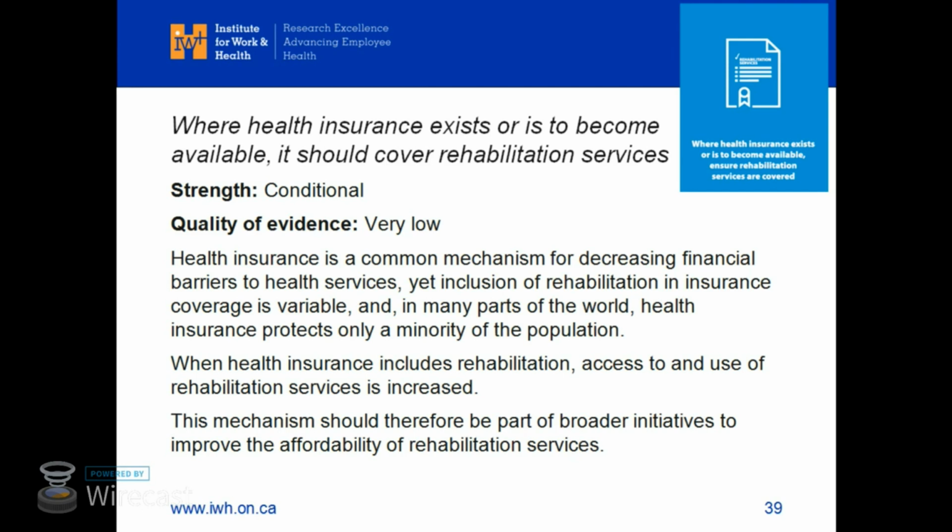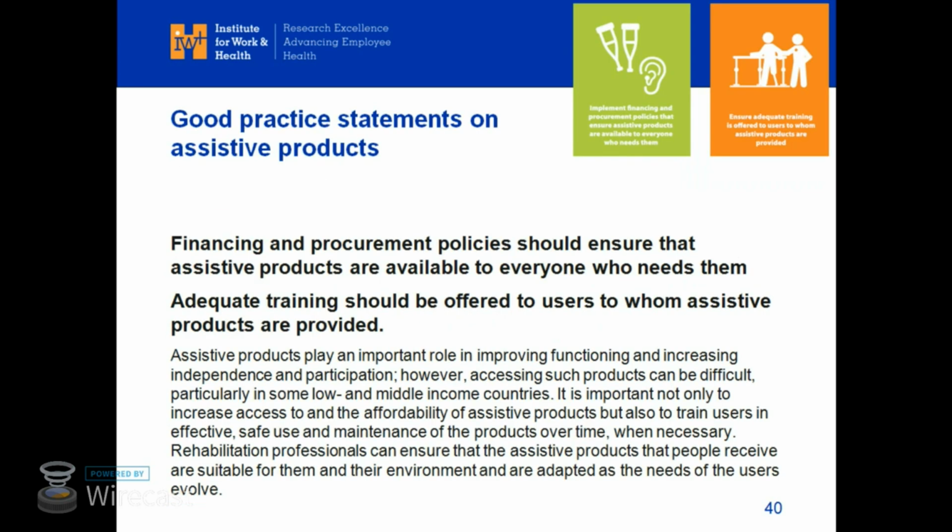If you need to get in and out of your house, you need to modify the stairs because now you can't go up and down the stairs. Okay? And the last two were not really guideline recommendations. They were good practice statements, and they were about the assistive products. So we're talking about any assistive device. Could be prostheses, orthotics, gait aids, could be wheelchairs, could be any assistive device.